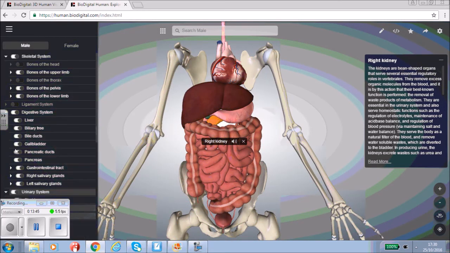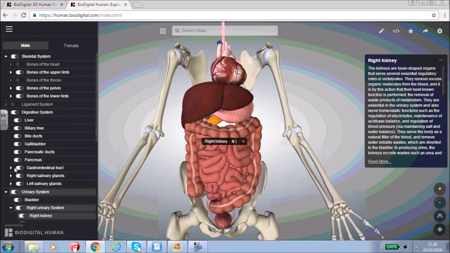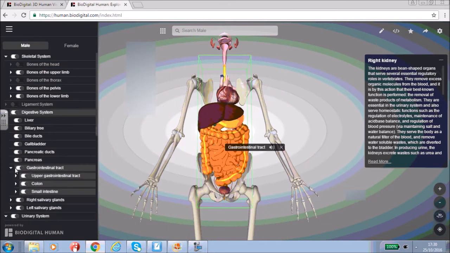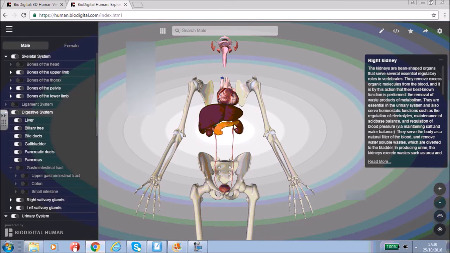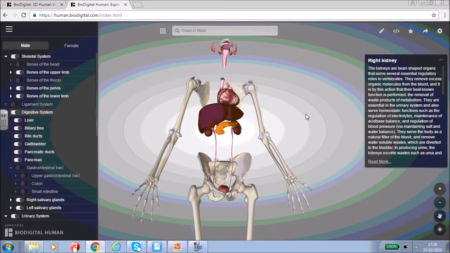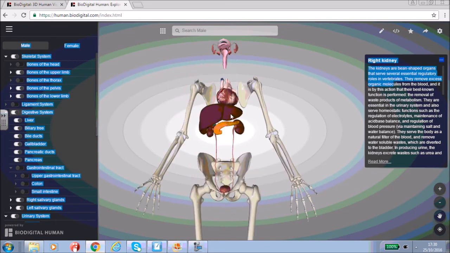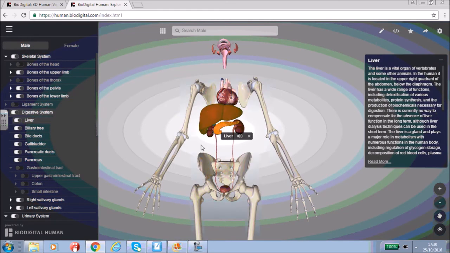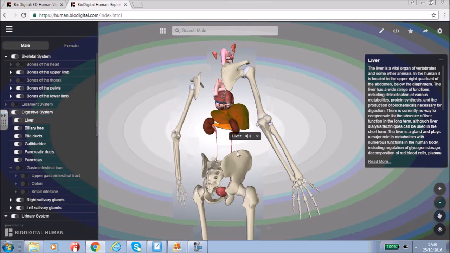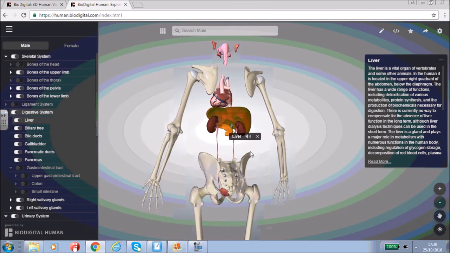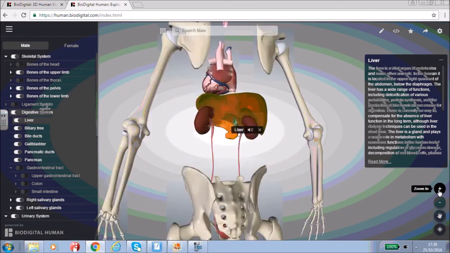I'm going to just remove some of these other items so that we can properly see the gallbladder. And if we turn them round, it doesn't want to turn round. There we go. I'm going to zoom in a little.